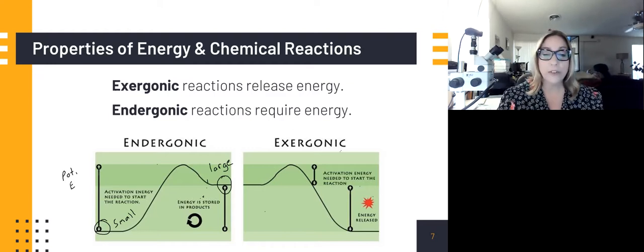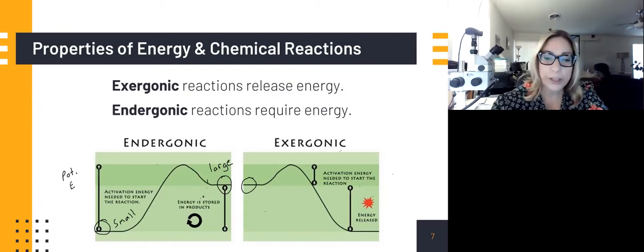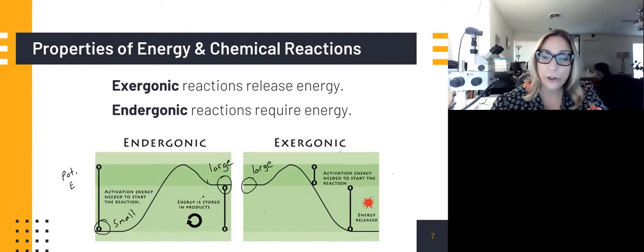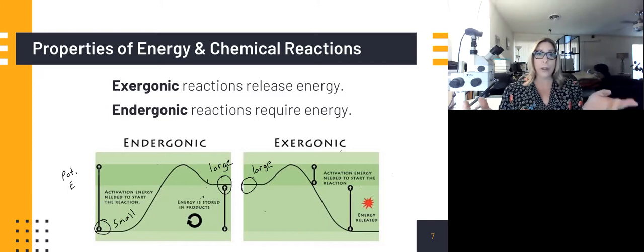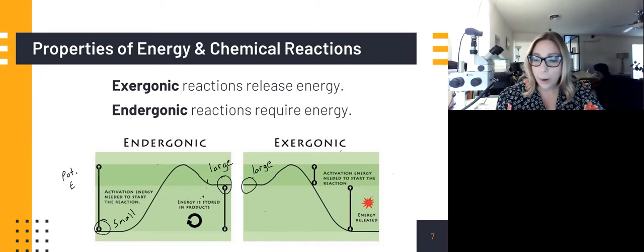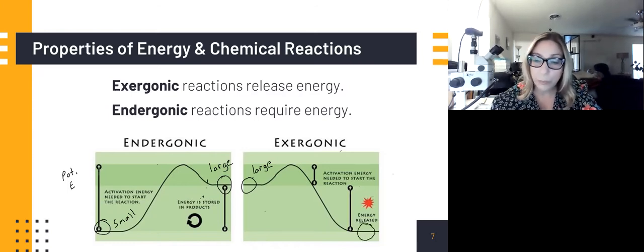Now, on the right-hand side, we have exergonic. Energy exits the system. You are going from high potential energy to low. So here we have a large molecule to start with, many chemical bonds. These chemical bonds are broken, energy is released, and you end up down here with a small molecule, or multiple small molecules.